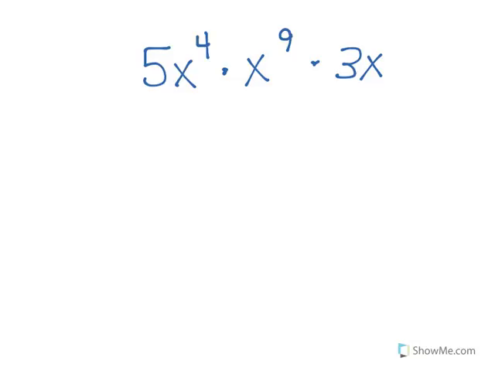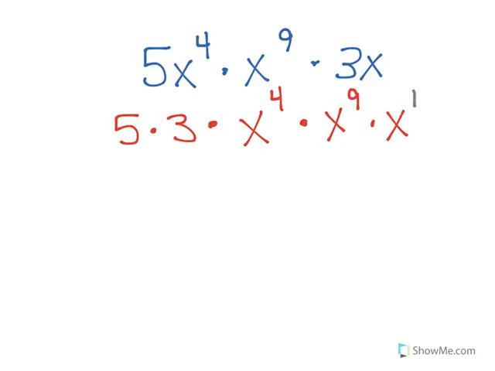I'm going to go ahead and use the commutative property of multiplication, and I'm going to move all of my coefficients to the front. So that looks like this, 5 times 3, and then I'm going to have the rest of my variable terms toward the end. x to the 4th times x to the 9th times x. And when we say x, remember that that really means x to the 1st.